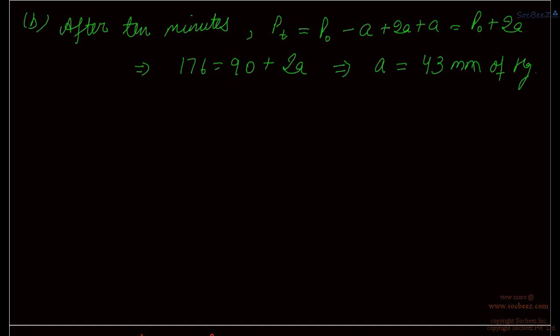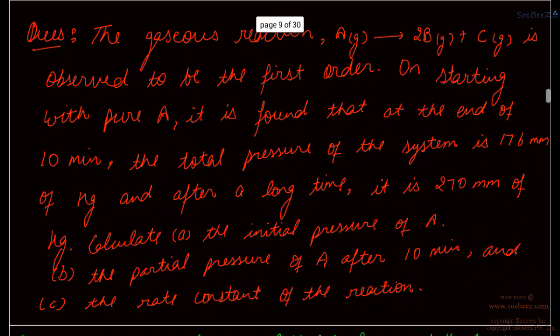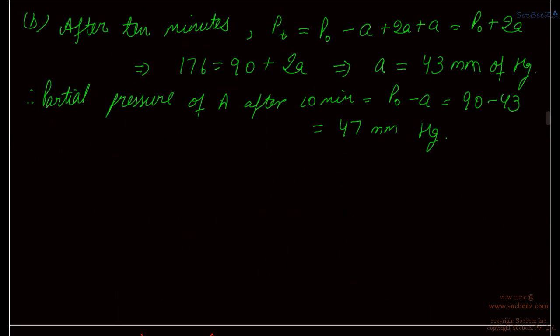So, now, from here, since we have got the value of A, we know the value of P naught. Therefore, partial pressure of A after 10 minutes equals P naught minus A equals 90 minus 43 equals 47 millimeter Hg. Now, the last part is asking us to calculate the rate constant of the reaction.